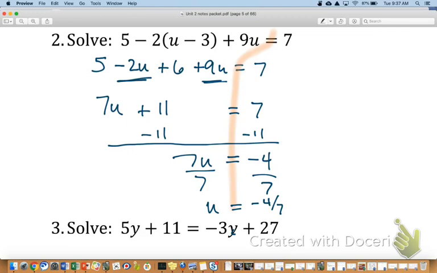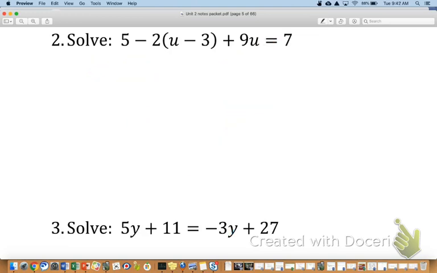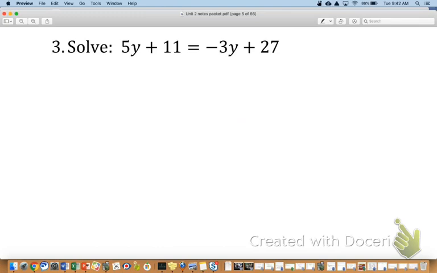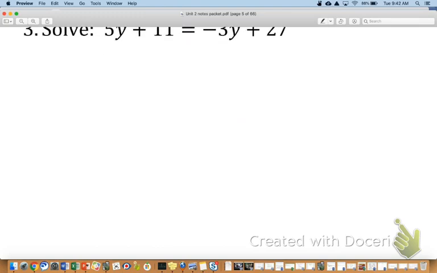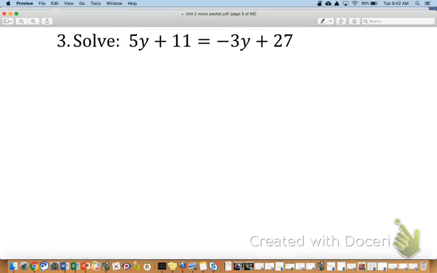Okay, so it looks like you're good. Move on to number 3, but I want to do this one with you. We'll see how this stands, and we'll finish up our class with a few other examples as needed. So take a look at number 3. If you need to write it down, write it down. It says solve 5y plus 11 equals -3y plus 27.